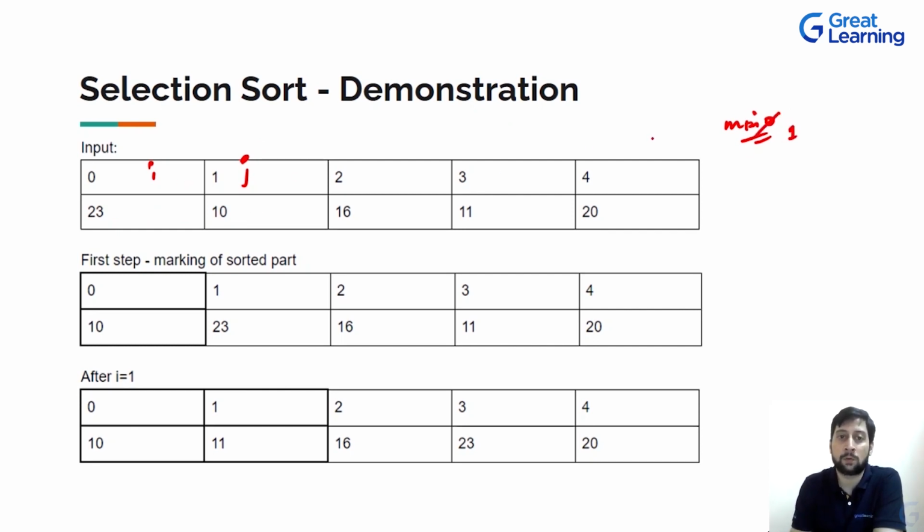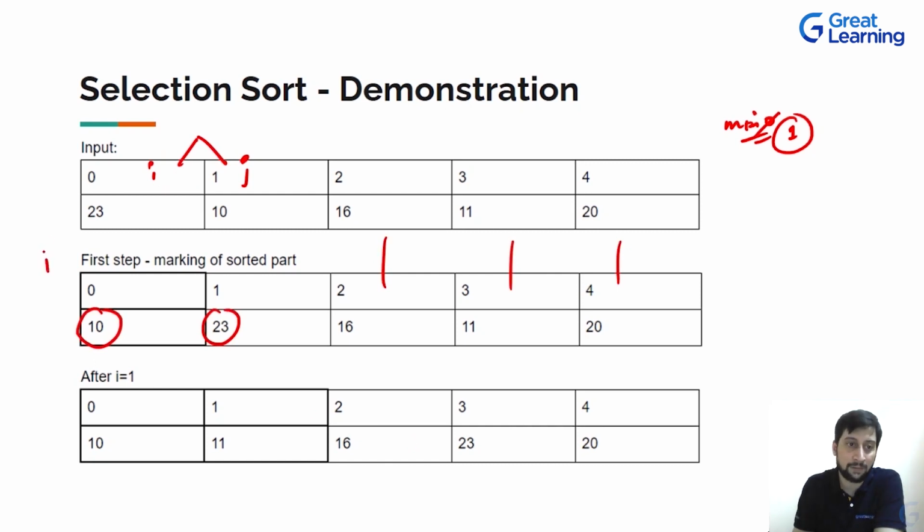Now what we will do, we'll have our index updated as 1, and then we'll compare 10 with 16, 10 with 11, and 10 with 20. Since this is our minimum index after the first iteration, we'll swap it with the first index. That is, this element and this element will be swapped. So that is why we have 10 here and 23. The rest of the elements are the same.